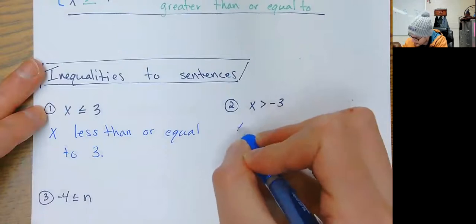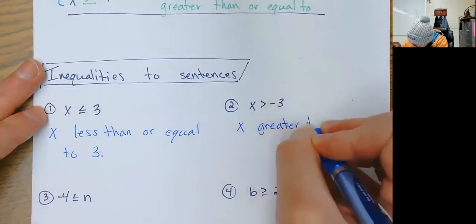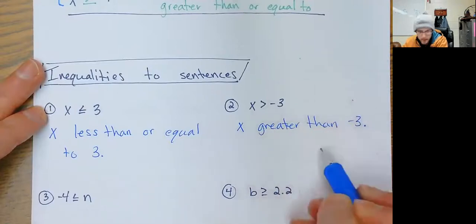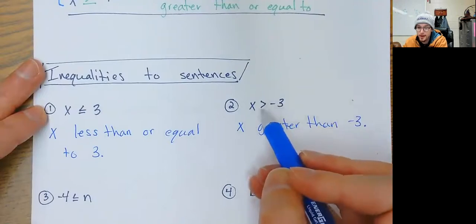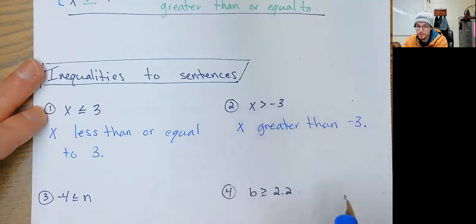This one would be x is greater than -3. Not greater than or equal to because there's no dash below it. And it's also greater than because it is pointing away from the variable.